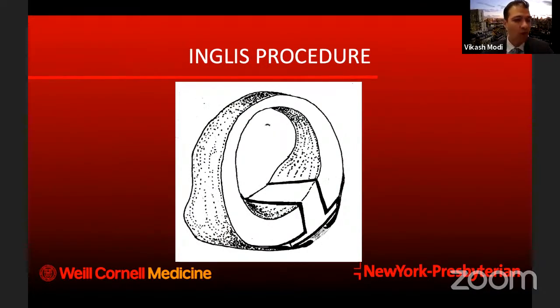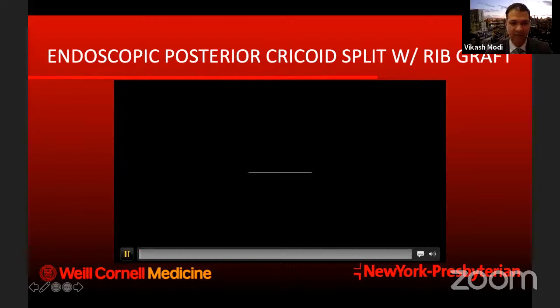If by age 1, they still are unable to be decannulated because of respiratory compromise, then I'll do an endoscopic posterior cricoid split with rib graft. So this is the cricoid ring. We'll divide the cricoid endoscopically and put a rib graft in, and I'll show you what that looks like.